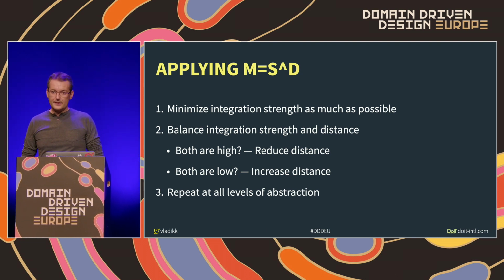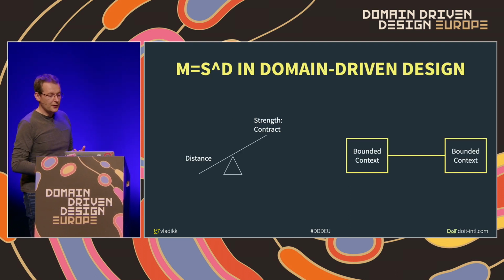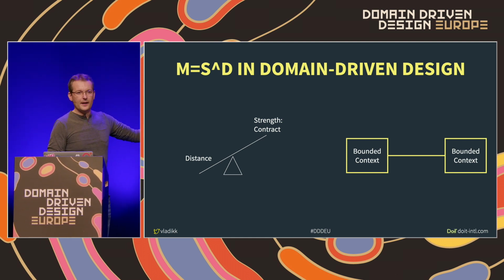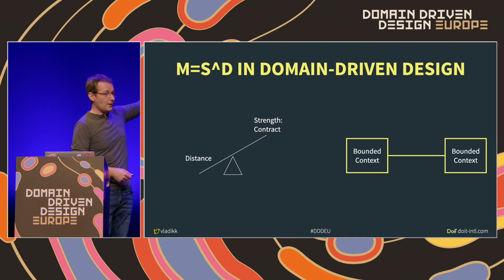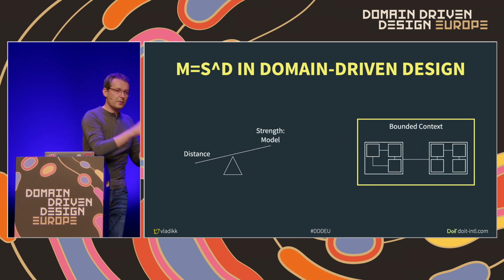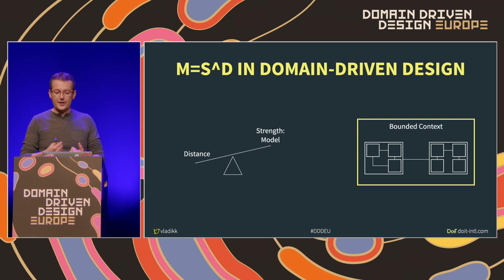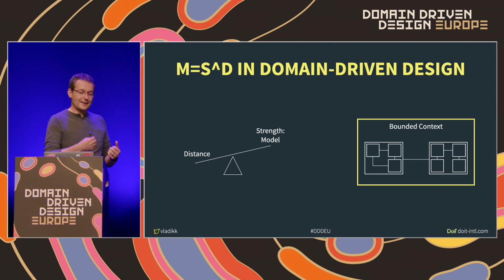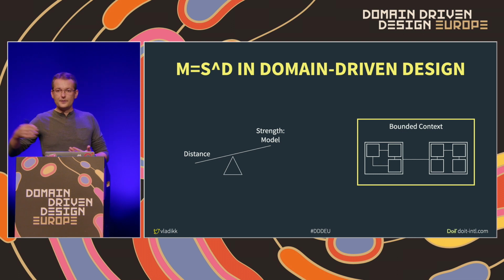Let's see an example of how this model manifests itself in domain-driven design. So say we have two proper bounded contexts. The distance between them is high, but the integration strength is low. High distance, low strength. Now we zoom into a bounded context. By definition, a bounded context is a boundary of a model. So the minimum strength increases to model coupling. The distance between the bounded context's internal modules decreases. They are located closer to each other than components located in different bounded contexts.